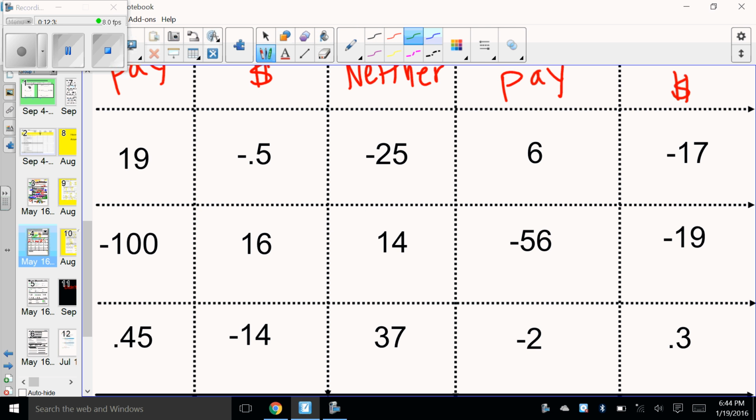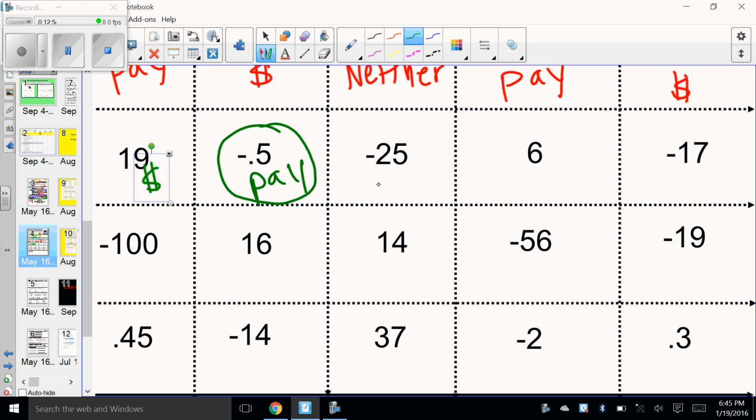Okay, checking your work here. Hopefully you've had some time. If not, go ahead and pause the video and catch up. If you have a sub and it's going too fast, go ahead and let the sub know. So you should have said money in the bank. You should have said pay, and you should have circled this one because this one is actually not an integer. It is a decimal value. It's not a positive or negative whole value.